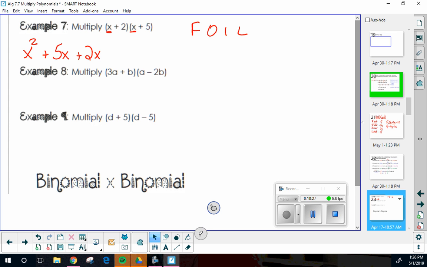And what about the last? 2 times 5 is 10. Now, do we have any terms that we need to combine? Yes. So the answer here is x squared plus 7x plus 10. Boom.